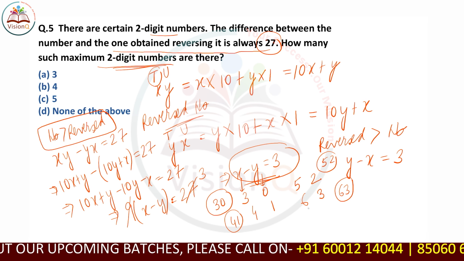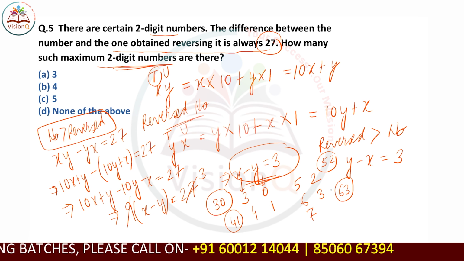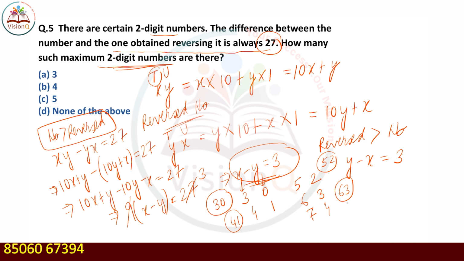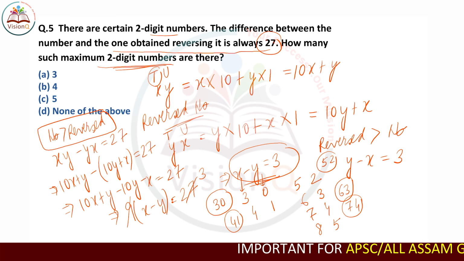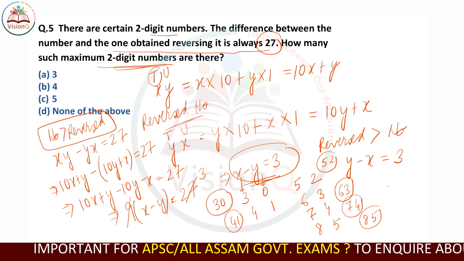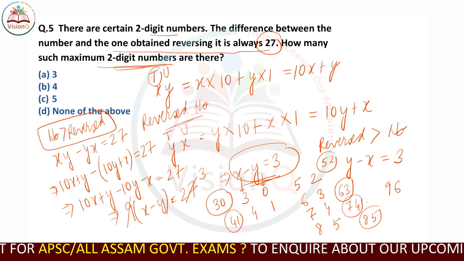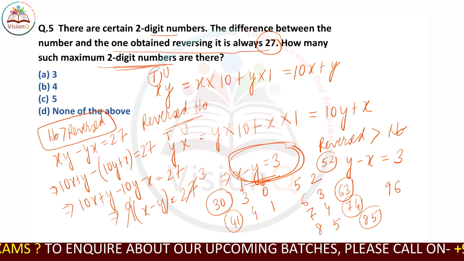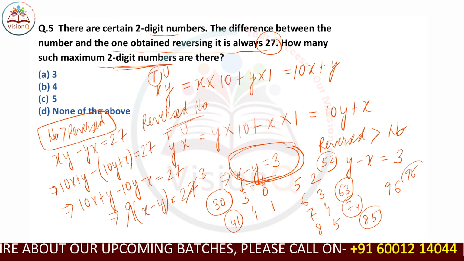Again, if I take x as 7, y should be 4. The number becomes 74. If x is 8, y should be 5. The number is 85 in that case. And if x is 9, y should be 6 because 9 minus 6 is 3, and in that case the 2-digit number is 96.